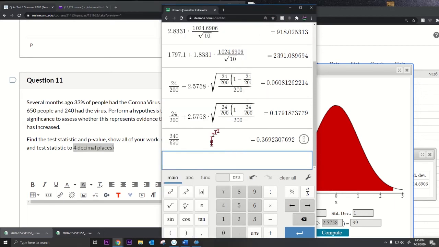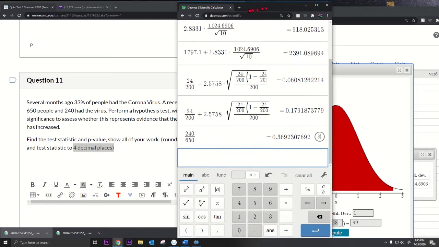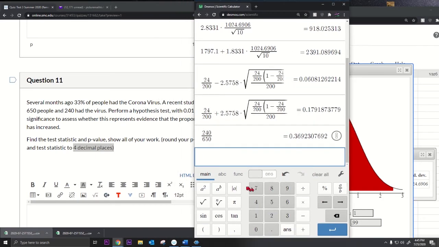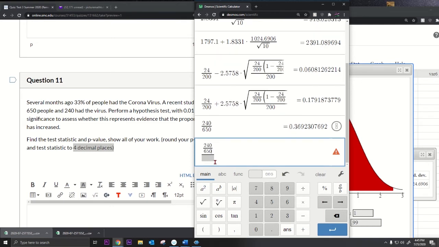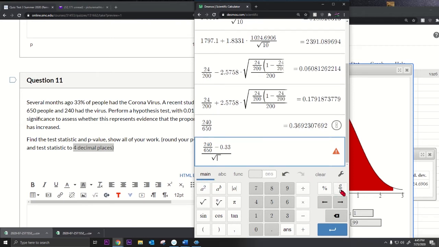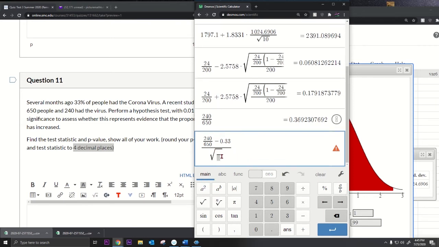So what's the formula for the test statistic? This is dealing with the proportions. So let me see if I remember this. Let me put a fraction somewhere, and the test statistic is p hat minus p. So what's p hat? 240 over 650 is p hat. So minus 0.33, that's p, divided by the standard error. Now for the standard error, am I going to use p hat or p?